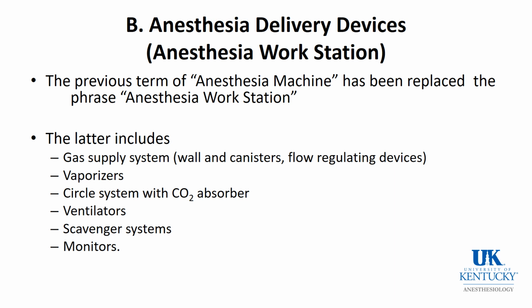So turning now to the broad topic of anesthesia delivery systems, or the so-called Anesthesia Work System. We used to call these anesthesia machines, and some people still do, but the proper phrase is the Anesthesia Workstation, and it includes many components: the gas supply system, the vaporizers, the circle system, the ventilators, the scavengers, and some of the monitors. And we're going to talk about some of these components in the next few minutes.